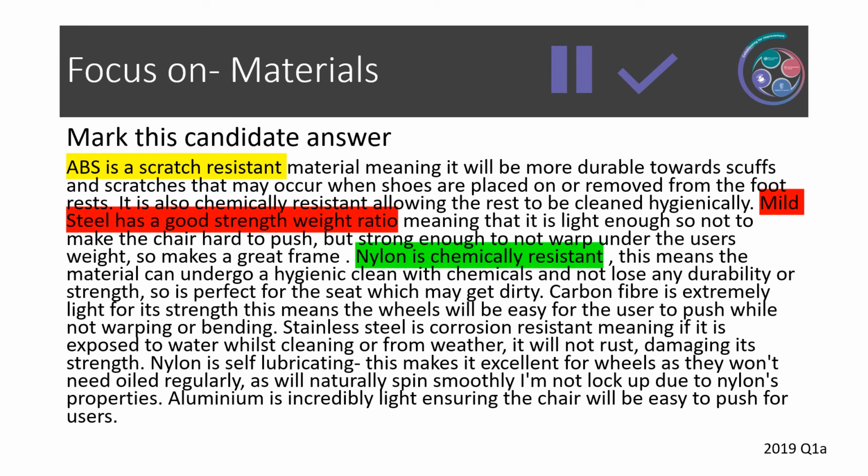Let's look at where the candidate has gone wrong. ABS is a scratch resistant material, but they haven't explained why this is a benefit to the wheelchair. Mild steel does not have a good strength to weight ratio. Nylon is chemically resistant, but they've used chemical resistance in an earlier answer. You cannot repeat properties and expect to get more than 1 mark. Otherwise, you could say ABS is chemically resistant, mild steel is chemically resistant, nylon is chemically resistant, and this wouldn't be fair.